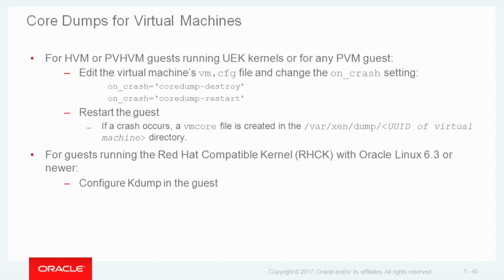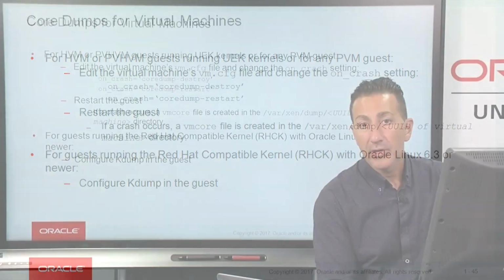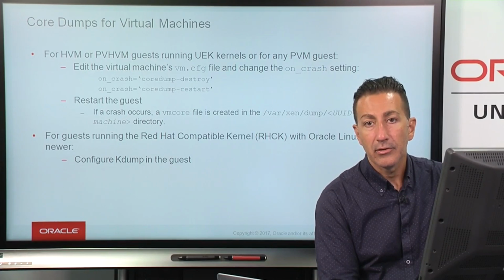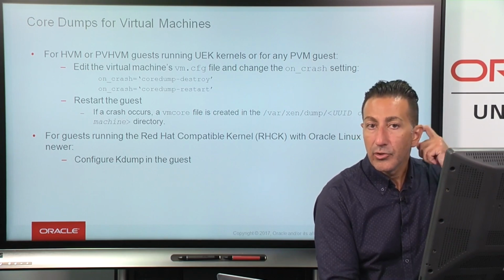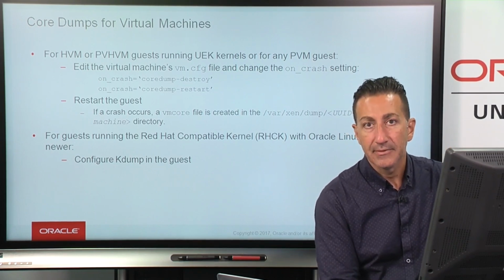So if a crash occurs, a VM core file, similar to the kdump implementation, is created in the var/xen/dump directory, under the universally unique identifier of the virtual machine. For guests that are running a Red Hat compatible kernel, for example Oracle Linux 6.3 or newer, you need to configure kdump in the guest.